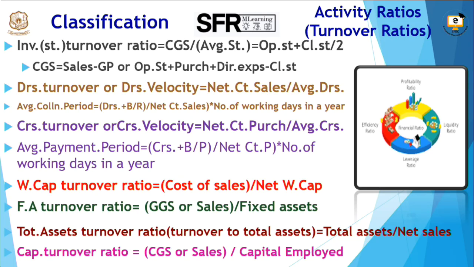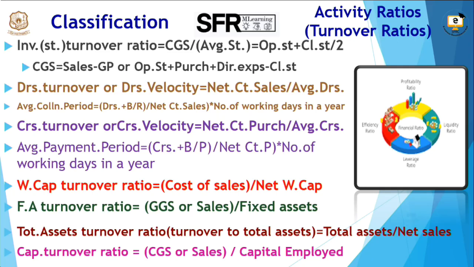Already we had calculated cost of goods sold: opening stock, add purchase, less closing stock, then add direct material, direct labor, direct expenses, or sales minus GP. Okay, that is the cost of goods sold, or sales is also taken. And fixed assets means only land and building, plant and machinery, patent, copyright, like that. Okay, then next one is total assets turnover ratio. It is also called turnover to total assets.